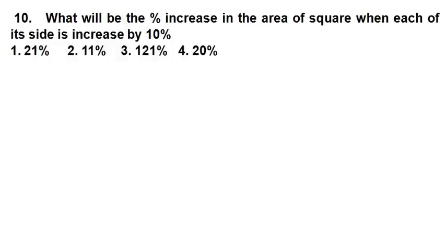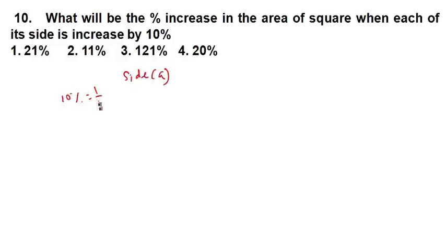It is said, what will be the percentage increase in the area of a square when each of its sides is increased by 10%? We know that area of a square is a square, right? Fine. So here it is said that side is increased by 10%. What is the value of 10%?